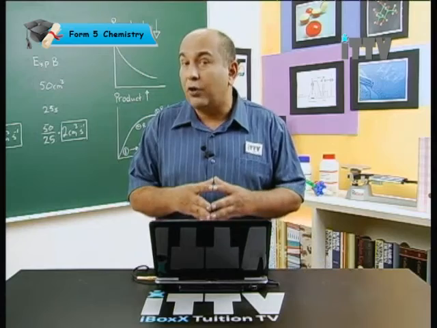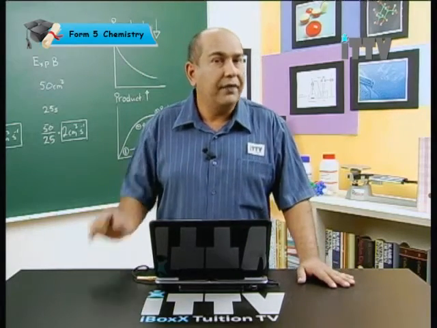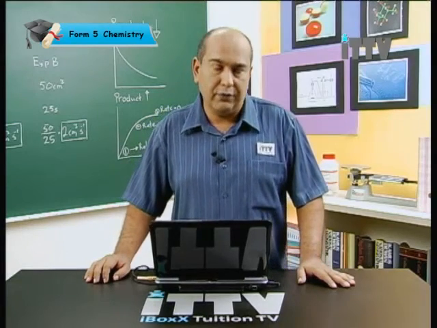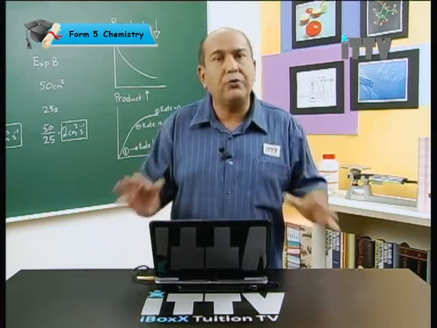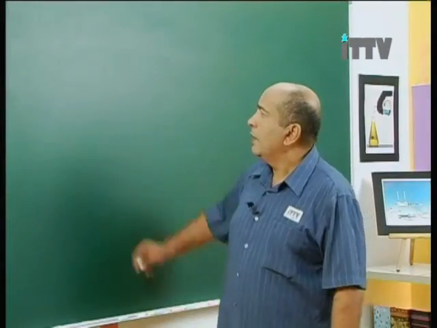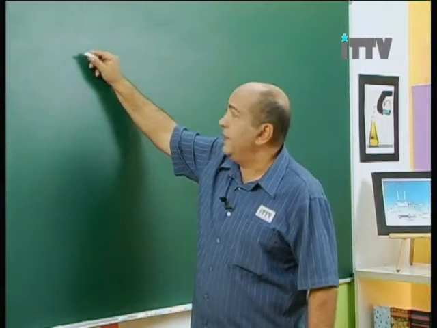Here, you need to use the graph to be able to calculate that rate of reaction, which we call the instantaneous rate of reaction. Let me show you how to do it on the board. But first, we'll just clean the board. So first, let's draw the axis.